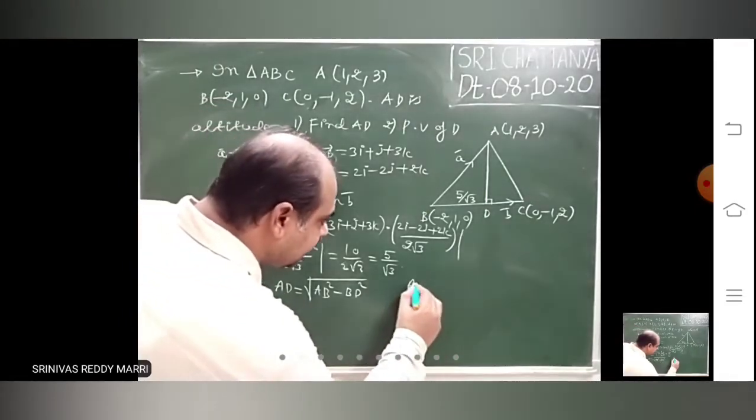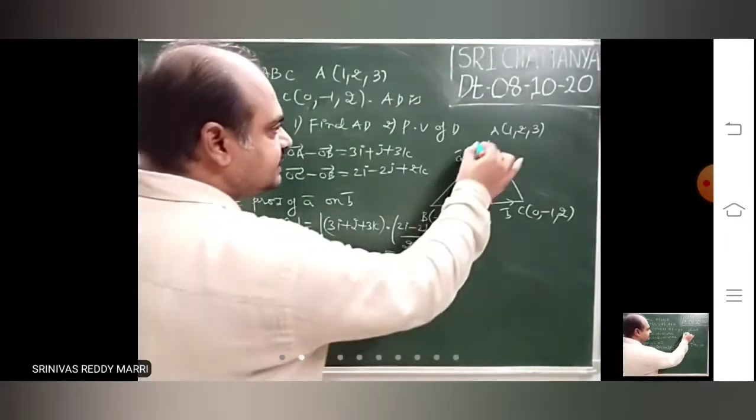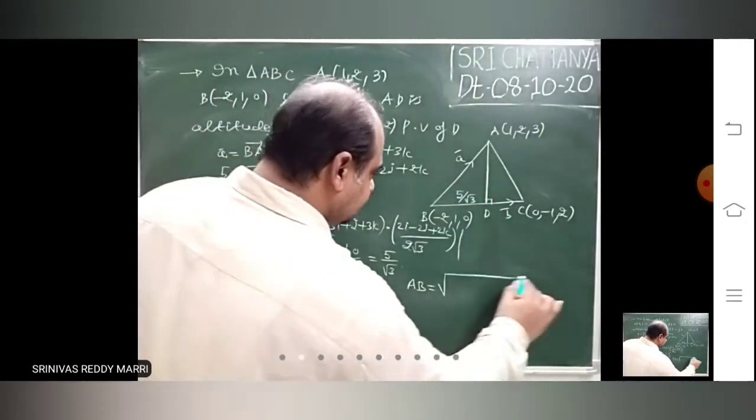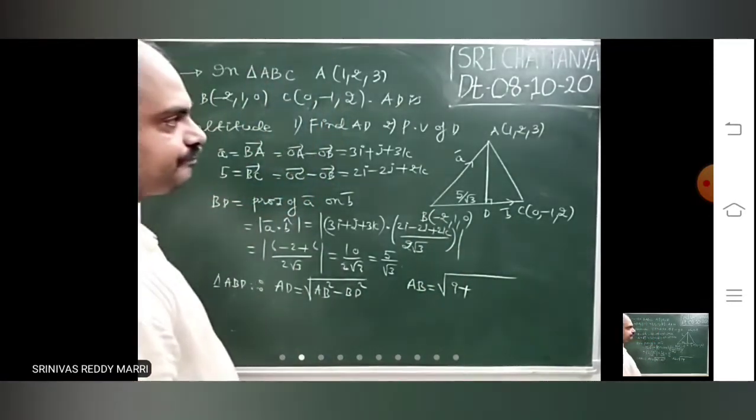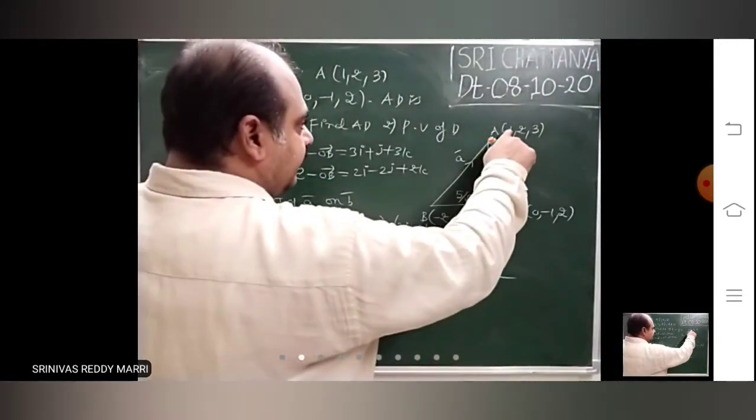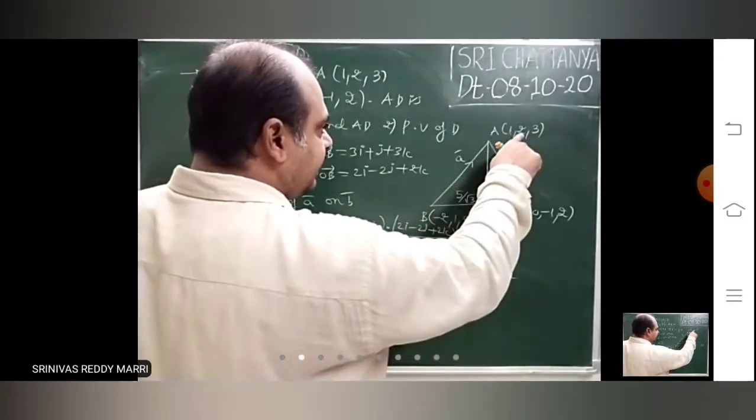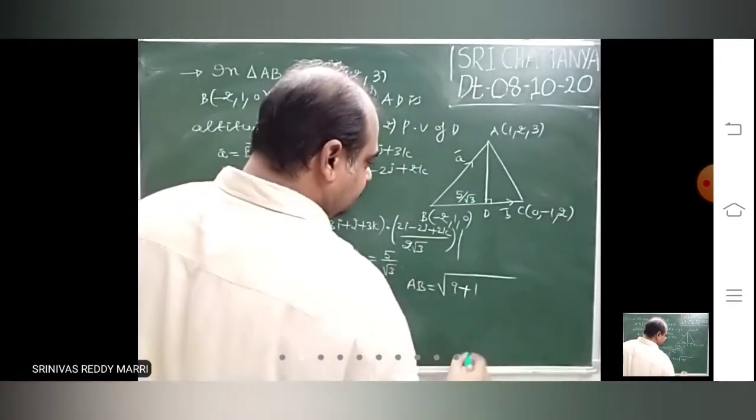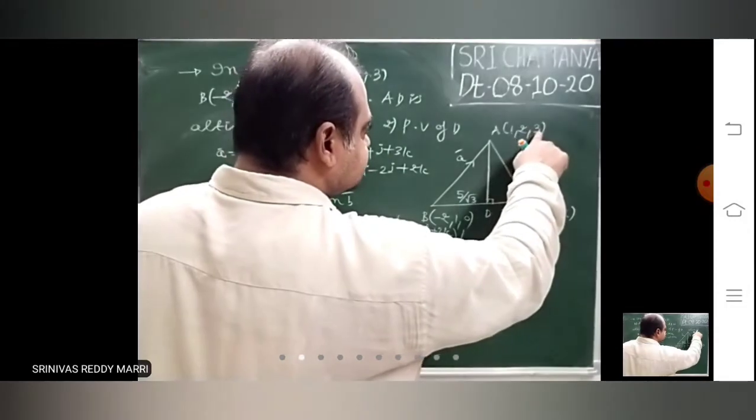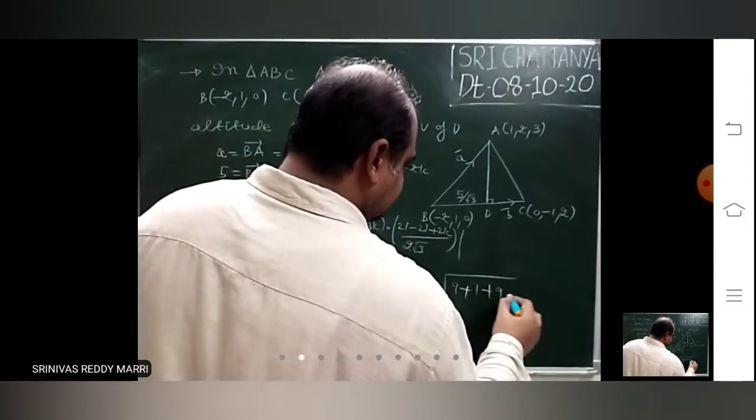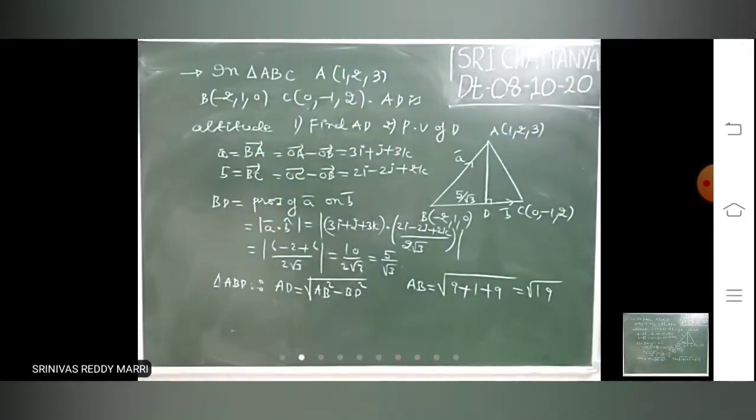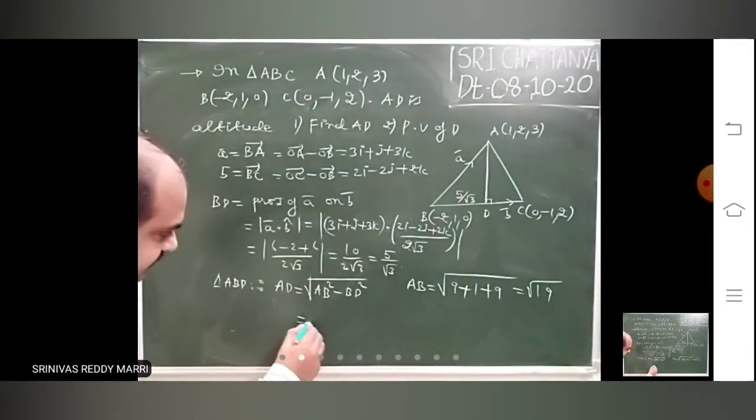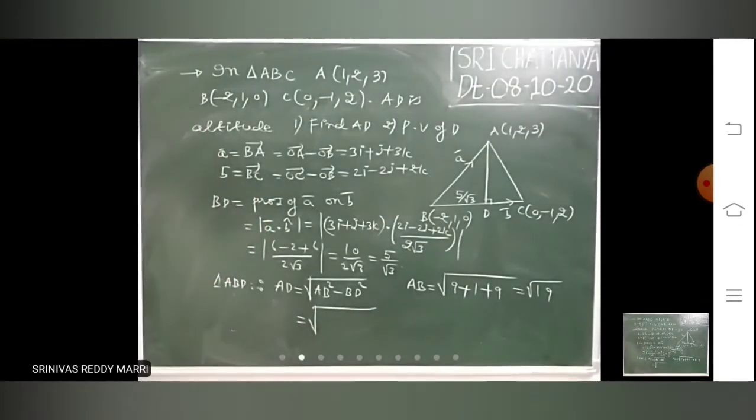AB, the hypotenuse, you can calculate easily. AB is nothing but the distance between these points: root of (1 plus 2) whole square, 9, plus (y1 minus y2) whole square, plus (z1 minus z2) whole square, 1, plus 3 minus 0 whole square. That means root of 19.